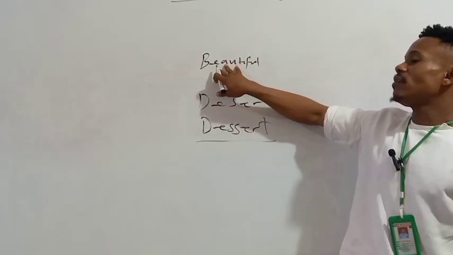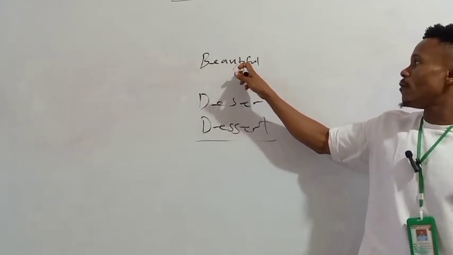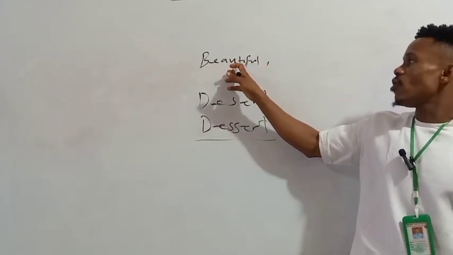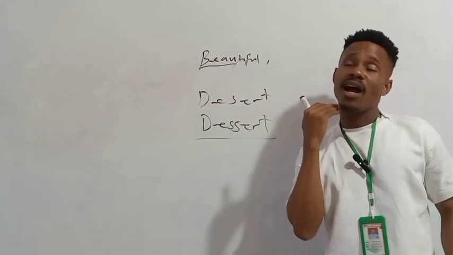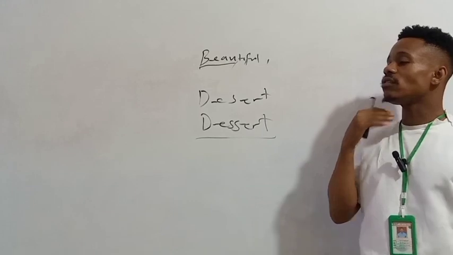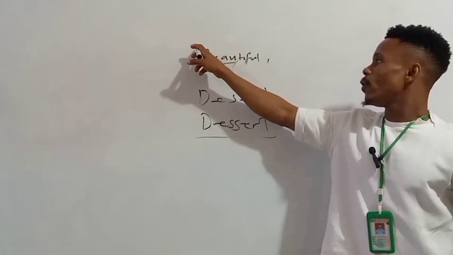How many syllables is this? 3. We have 1 here, 2 here, 3. So the stress falls on what? If you are checking the dictionary, how do you know? What is the sign that you are going to use to know? I showed you. You will find something like this.